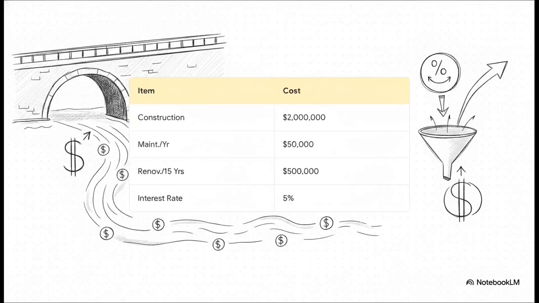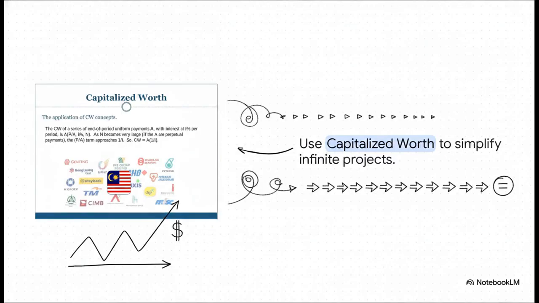Take a perpetual bridge, for example. Say it has a $2 million construction cost, 50 grand in annual maintenance, and needs a $500,000 renovation every 15 years. We obviously can't just add up infinite costs. We'd get infinity. We have to somehow translate these never-ending fees into a single workable framework using our interest rate, let's say 5%. And this is where we use a brilliant tool called capitalized worth.